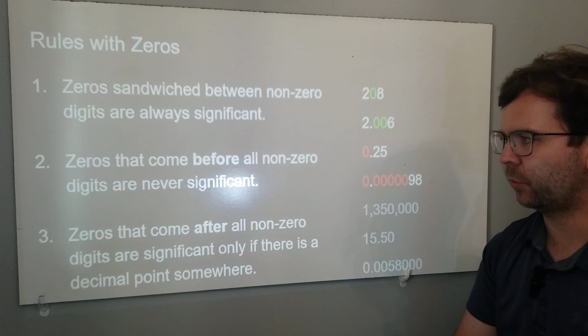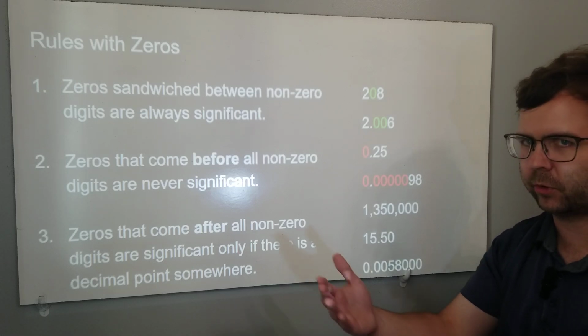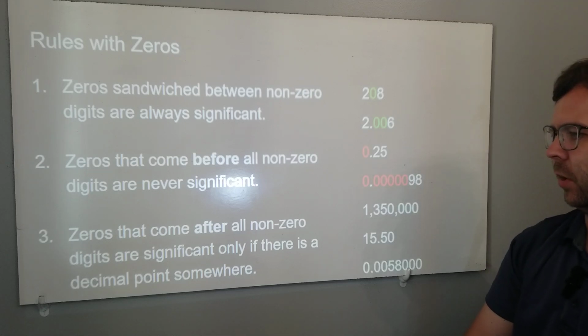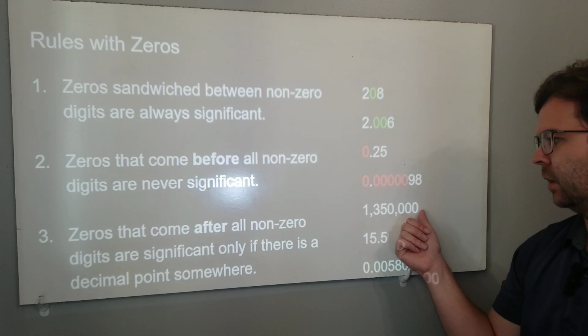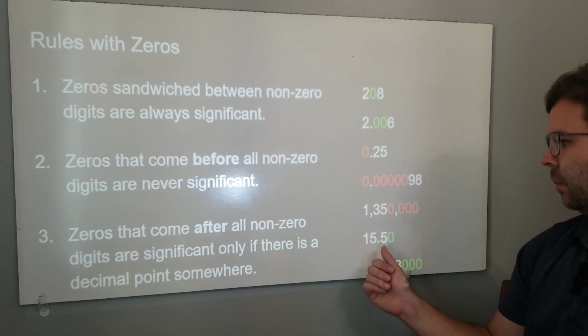And then rule number 3, zeros that come after all non-zero digits, the ones that are at the end of the number, are significant only if there's a decimal place somewhere in the number. And so these zeros are coming at the end of the number. There's no decimal place here, so they're not significant. This 0 is coming at the end of the number, but there's also a decimal place, and so it is significant.